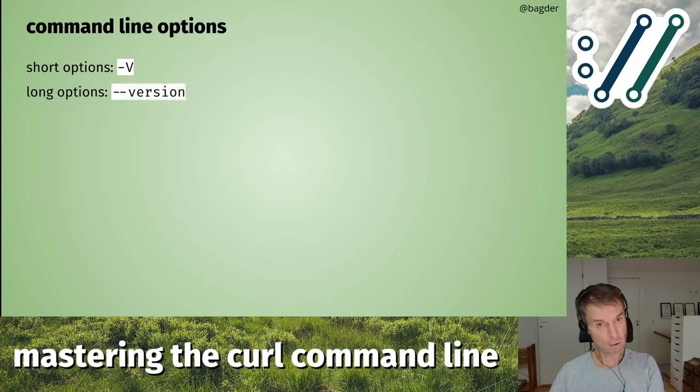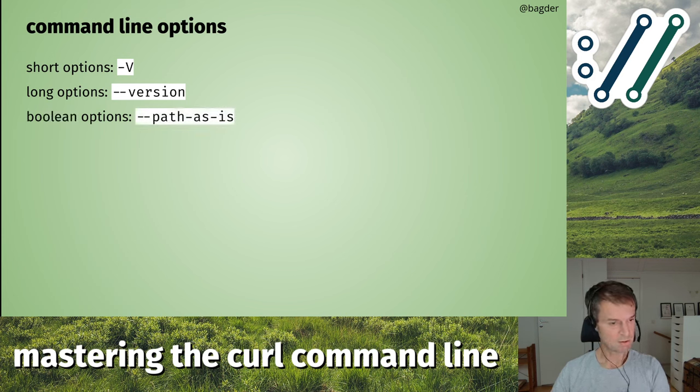You can specify long options. They start with two dashes, dash dash version, for example. All the short options also have a long version. So that capital V in the short version is called dash dash version in the long version. So there's always the long version, there's sometimes the short version. All the long versions start with two dashes. All the short versions start with one dash. Pretty simple.